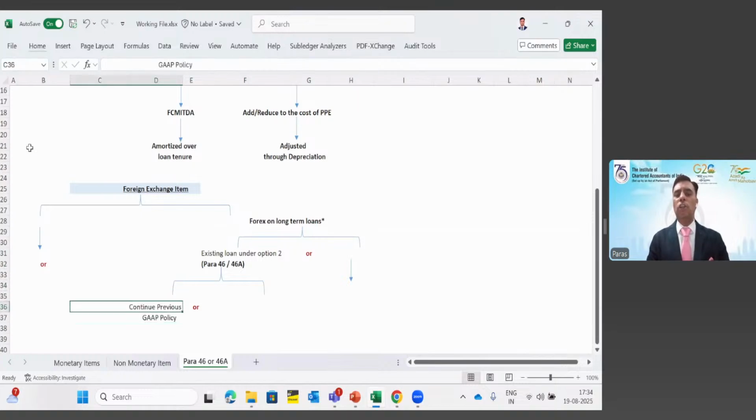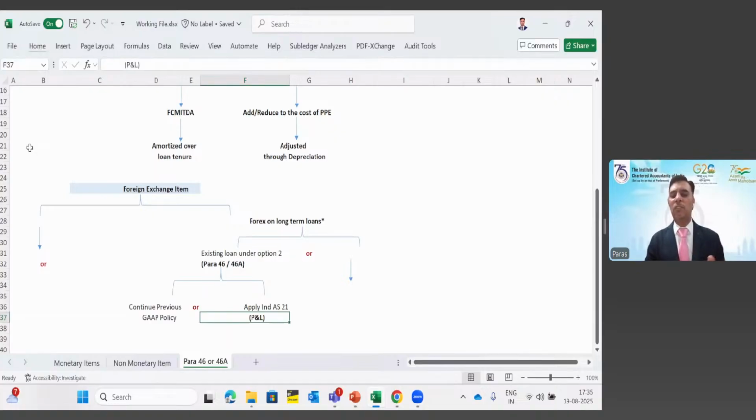Either you can continue with the previous GAAP policy, which means you can keep deferring this amount to either the FCMITDA account or to the cost of PPE. Or if you do not want to continue with the previous GAAP policy, you can do so. You can transfer the balance to the P&L account. So two options are available. If you want to go for the previous GAAP policy, you are free to do so. If you do not want to defer this exchange gain or loss, you are free to do so. You can transfer this exchange gain or loss to the P&L account, right? This is regarding the existing loan.